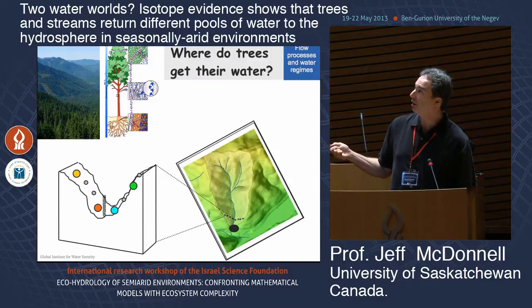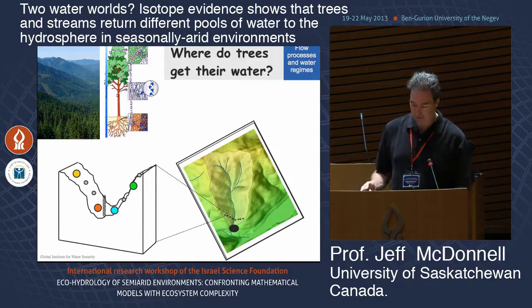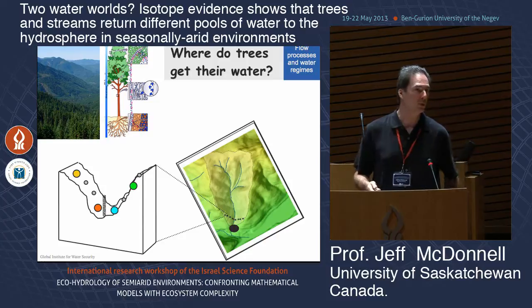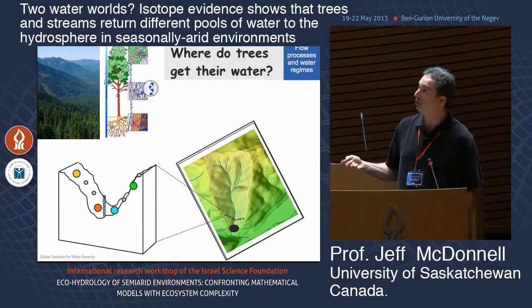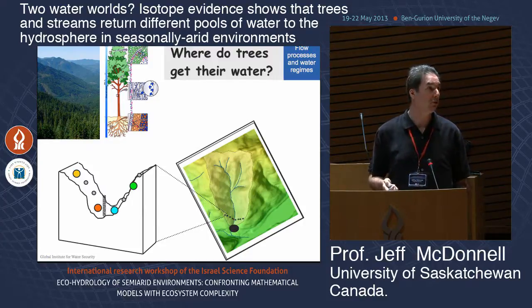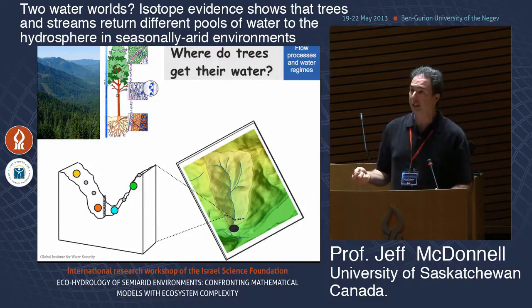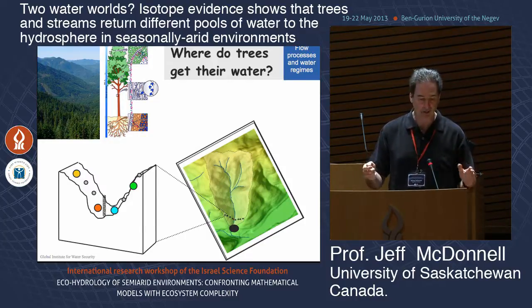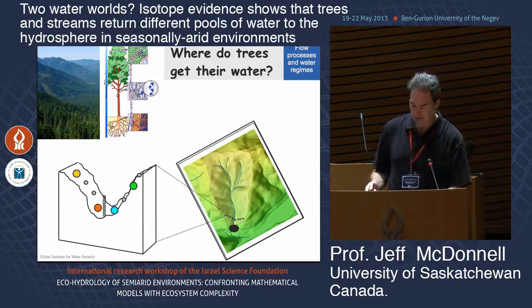Now, the first thing I'd like to talk about in terms of water availability is not where streams get their water, but where trees get their water. And we can use the isotope technique to try to understand where the trees are accessing water in the subsurface. This is a 1 square kilometer watershed in the H.J. Andrews Experimental Forest in Oregon. It's a Mediterranean climate, admittedly a wet Mediterranean climate, but we have three months of largely rain-free conditions.